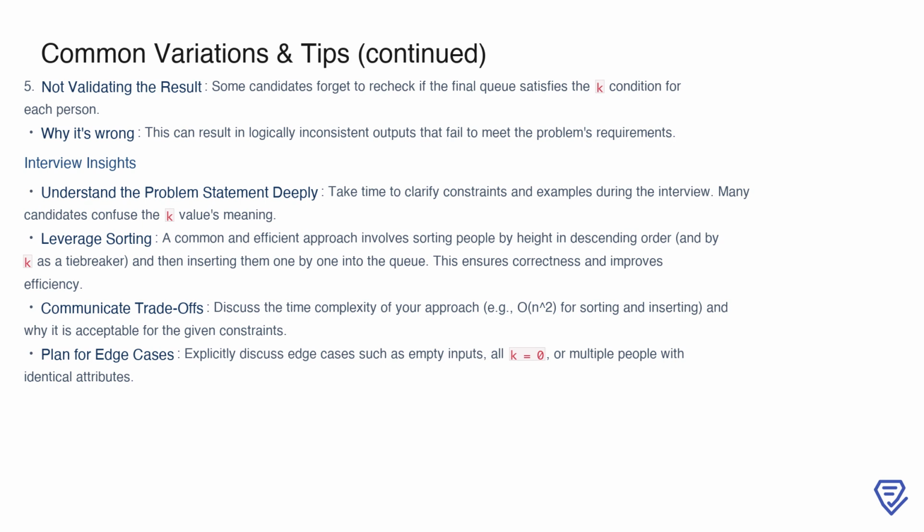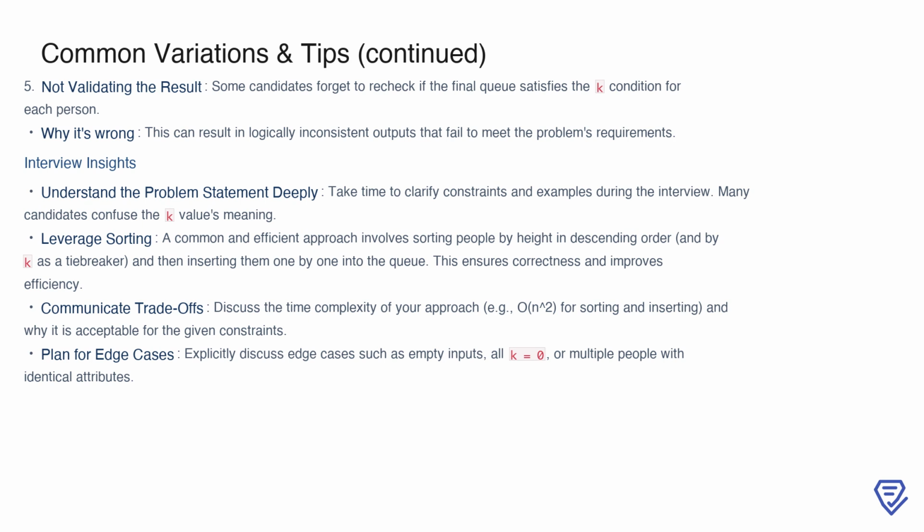Leveraging sorting is a key insight for solving this problem efficiently. A robust approach involves sorting people by height in descending order, using the k value as a tiebreaker when heights are the same, and then inserting them into the queue based on the k value. This ensures correctness while improving efficiency.